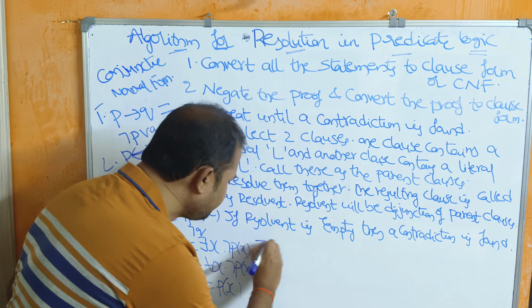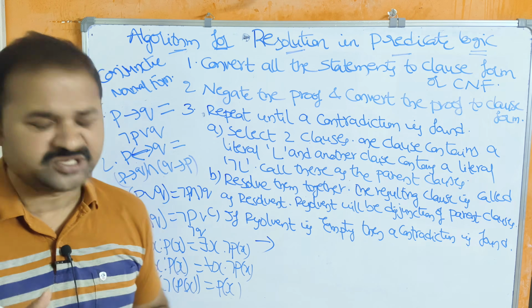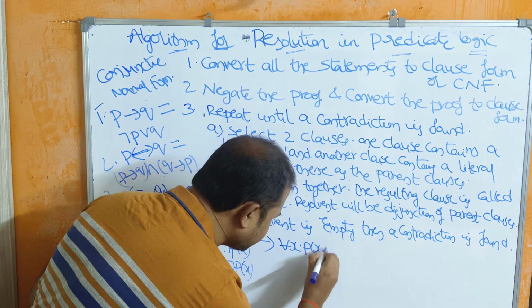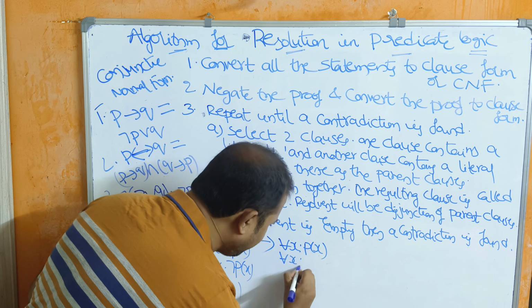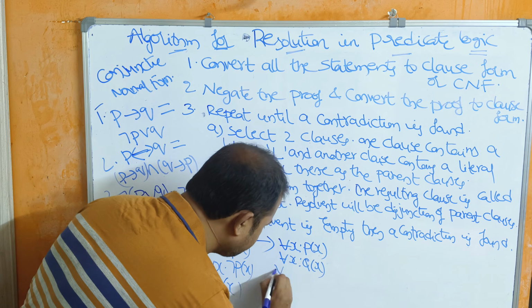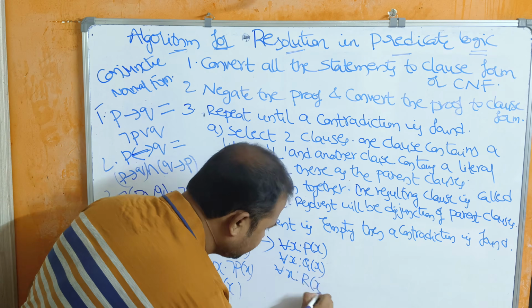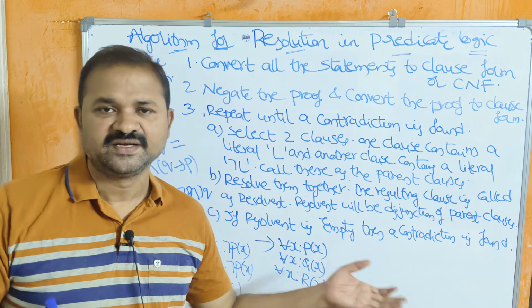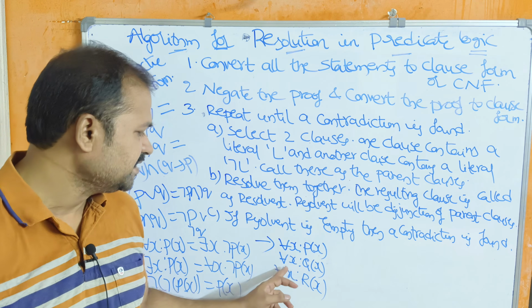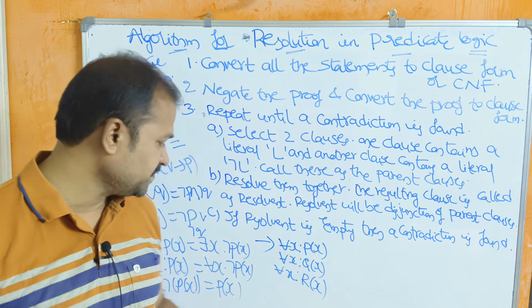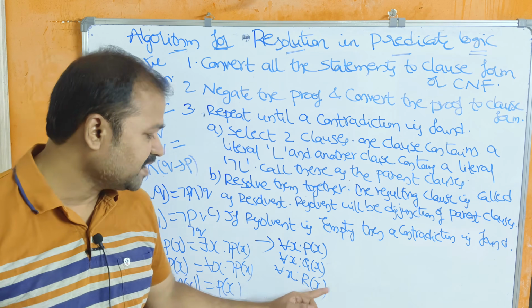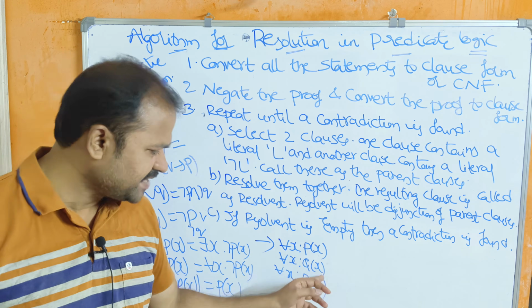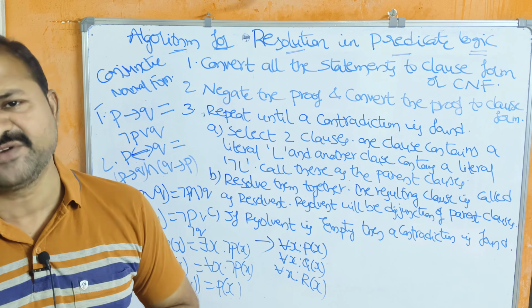And the next step is to rename the variables. Let's say we have 3 statements like this. For all x, P of x. Next statement, for all x, Q of x. Next statement, for all x, R of x. Then we have to rename the variables. Let the first variable name be x1. So for all x1, P of x1. Next, for all x2, Q of x2. Next one, for all x3, R of x3. So rename the corresponding variables x1, x2, x3; likewise rename the variables.